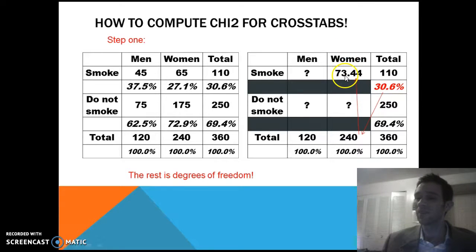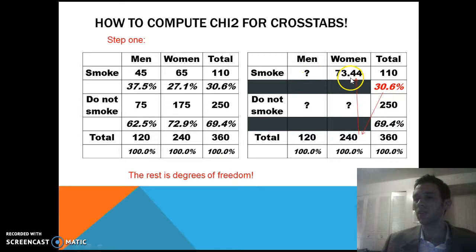So we're turning this into 30.6% of women because that's what we would expect if these categories made no difference. It would just be the same as the percentage of people that smoke in general. It wouldn't be changed by sex. So we're just turning this into 30.6. And as it says here, the rest is degrees of freedom.